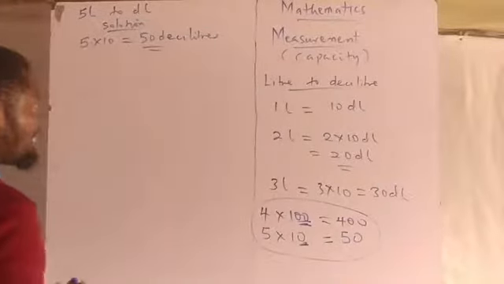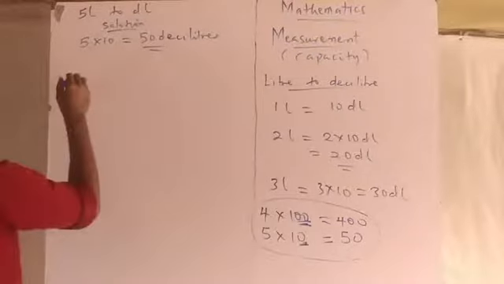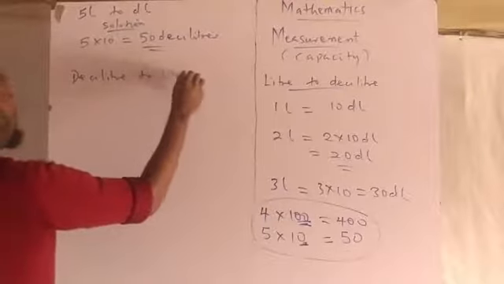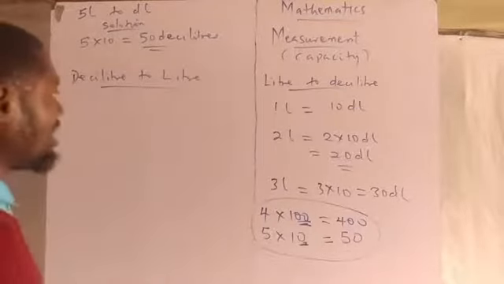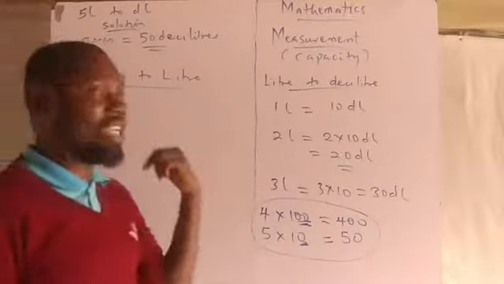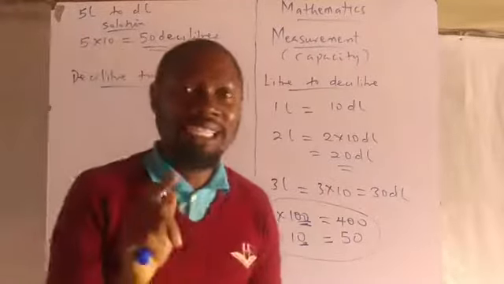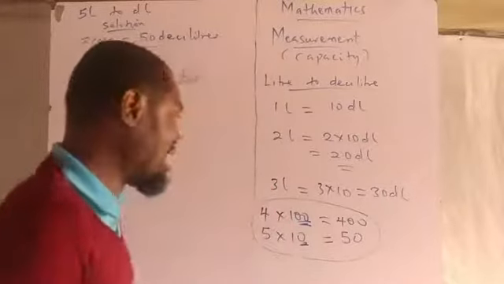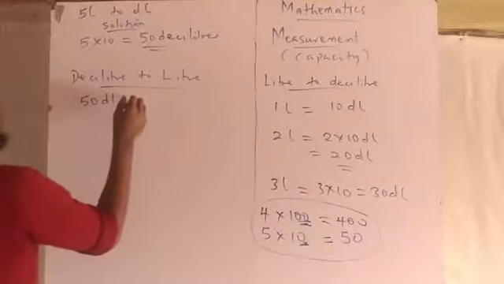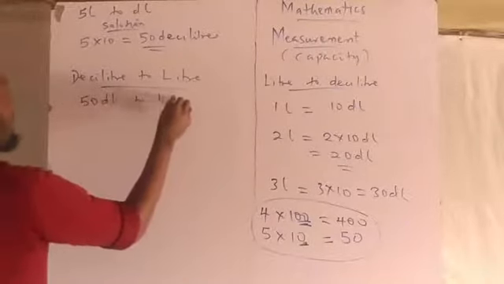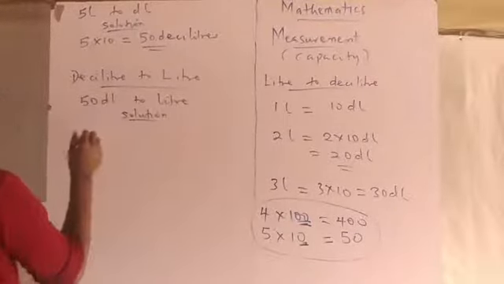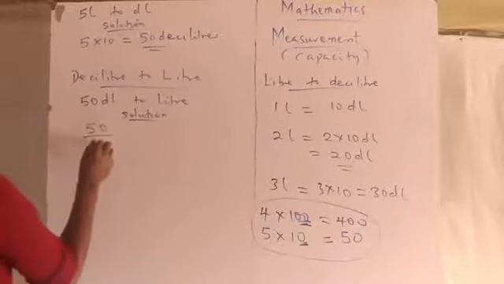Then what if you're changing deciliter back to liters? Deciliter to liter. Remember, changing liter to deciliter, you multiply by 10. If you're changing deciliter back to liter, you divide by 10. For example, 50 deciliter to liters. Simply divide 50 by 10.